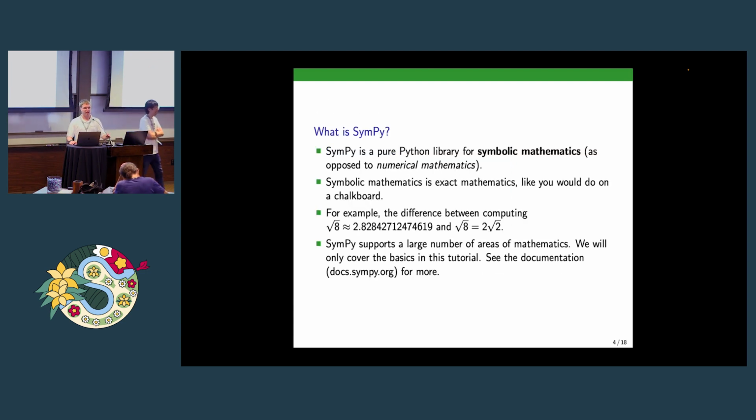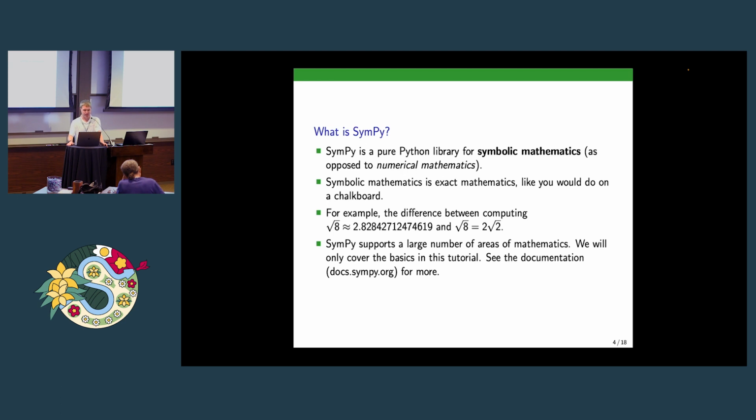Yes. All right, so what is SymPy? SymPy is a Python library for symbolic mathematics, and we'll go into more detail what that means, but this is as opposed to numerical mathematics. So basically, exact mathematics like you would do on a chalkboard. So the difference between, say, computing the square root of 8 is equal to 2.8284... That would be a numerical library. It would give you an answer like that. SymPy will give you an exact answer, like square root of 8 equals 2 times square root of 2.